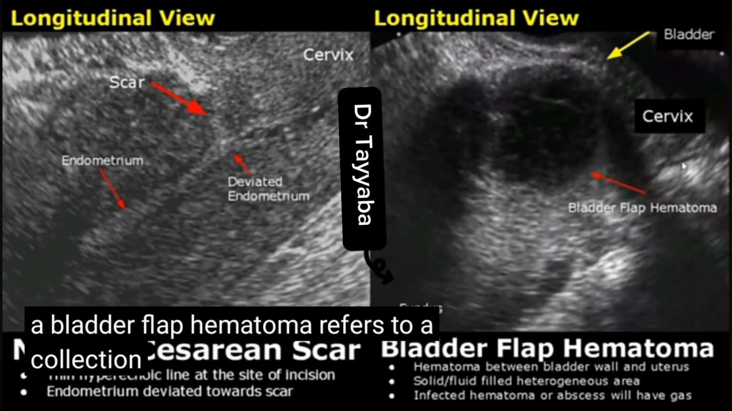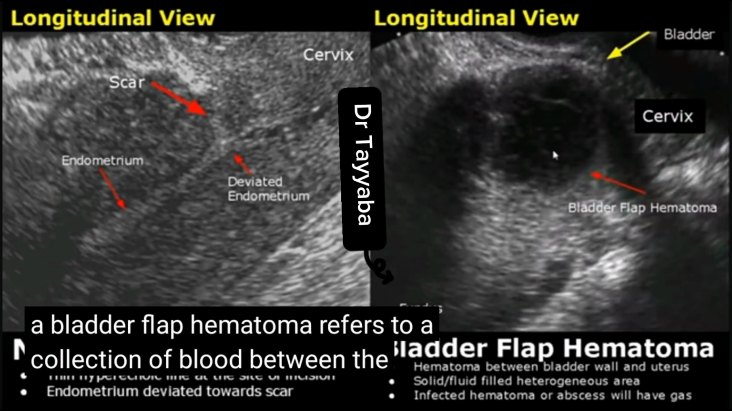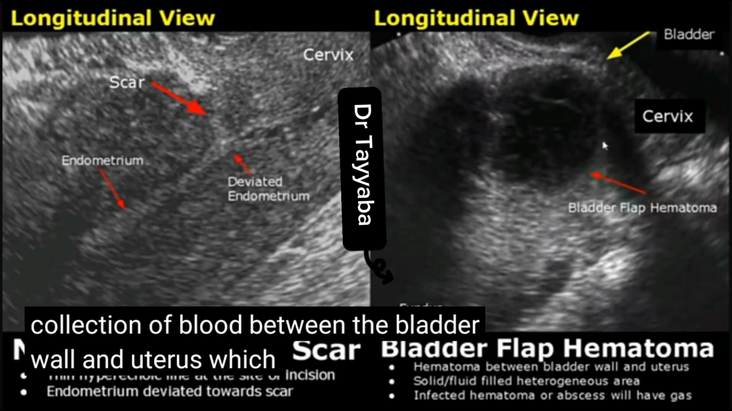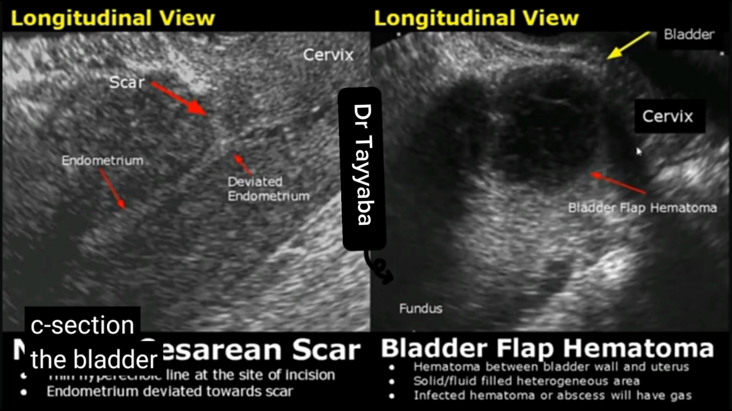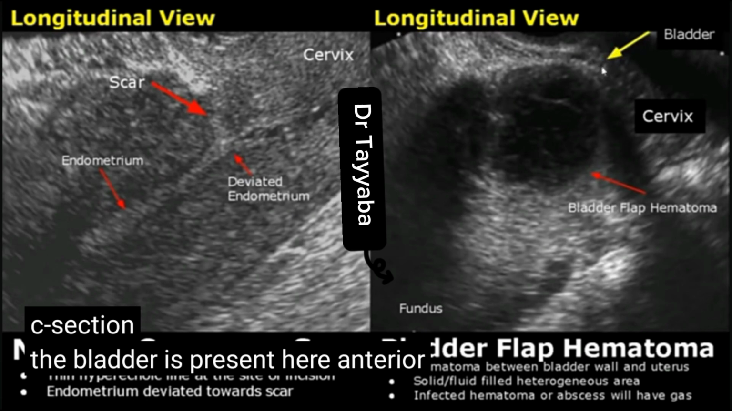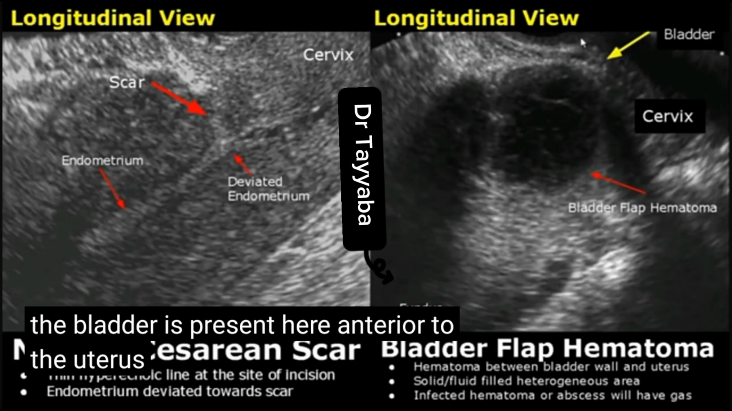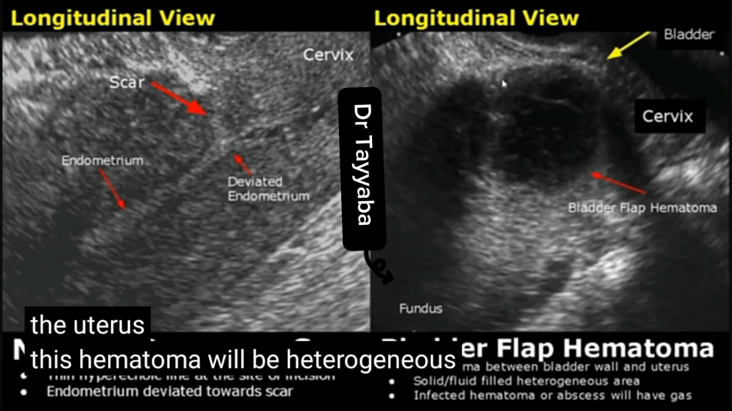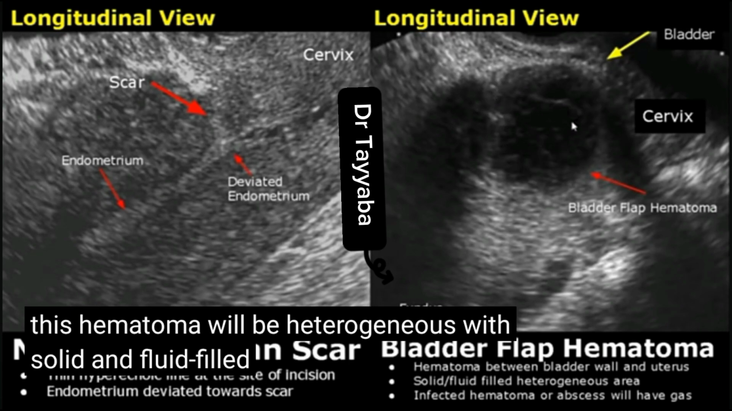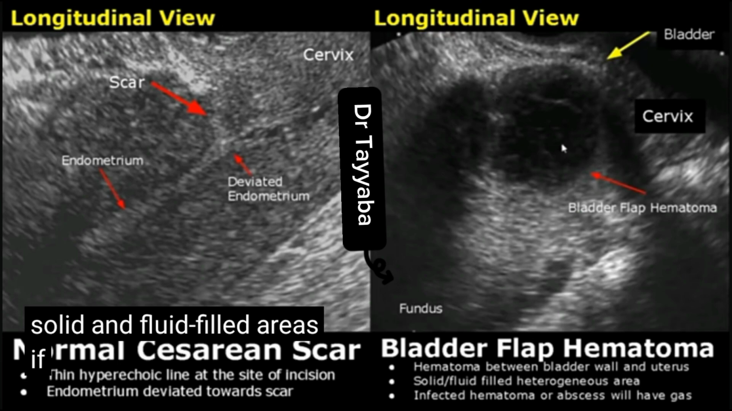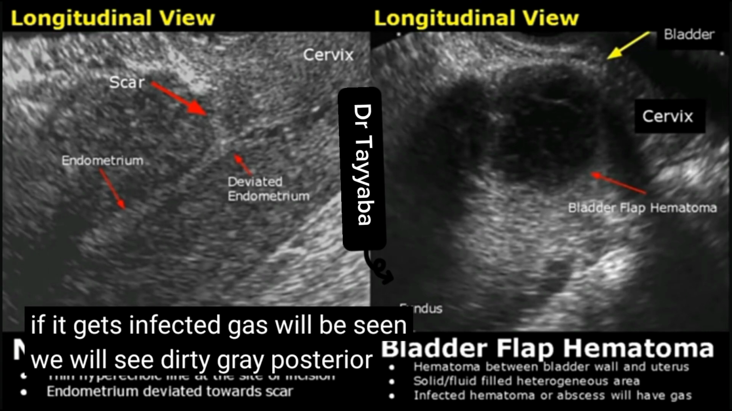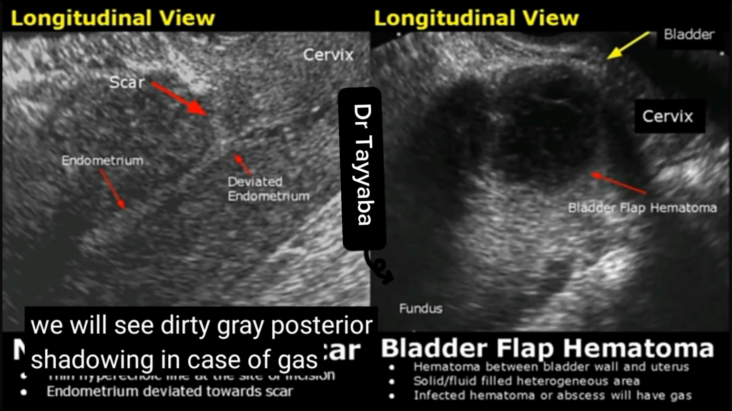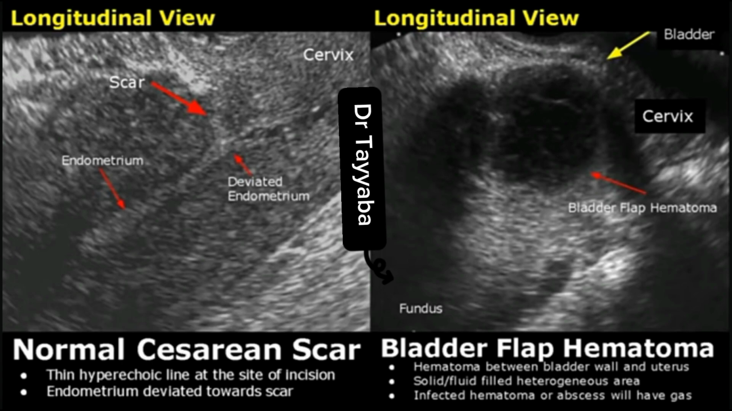A bladder flap hematoma refers to a collection of blood between the bladder and uterus, which can occur after a C-section. The bladder is present here, anterior to the uterus. This hematoma will be heterogeneous, with solid and fluid-filled areas. If it gets infected, gas will be seen. We will see dirty gray posterior shadowing in case of gas.